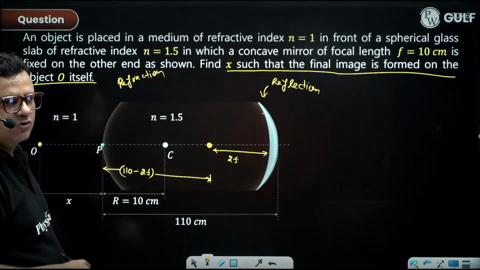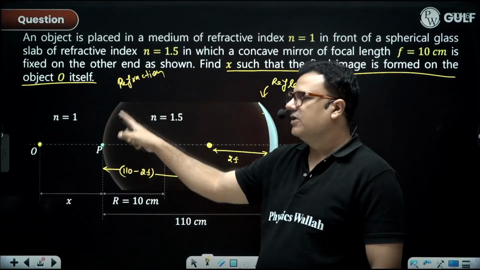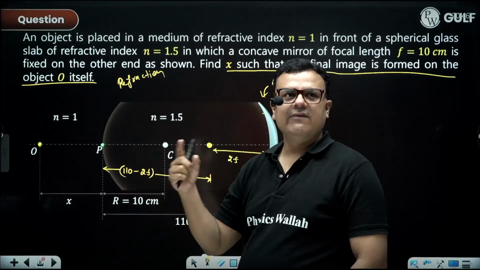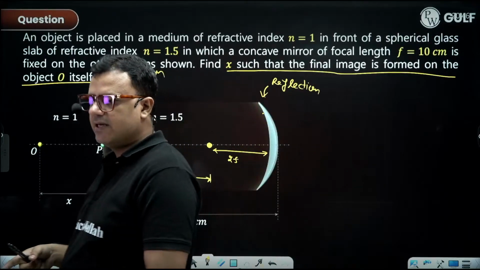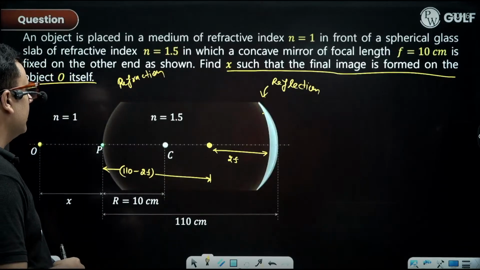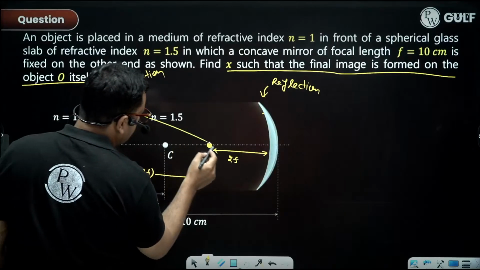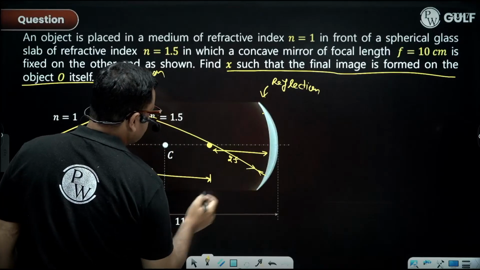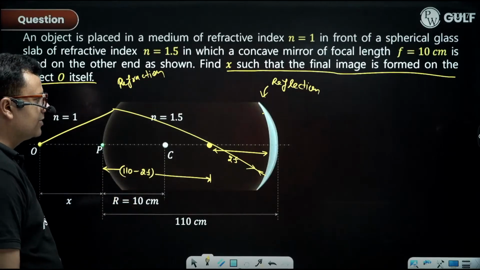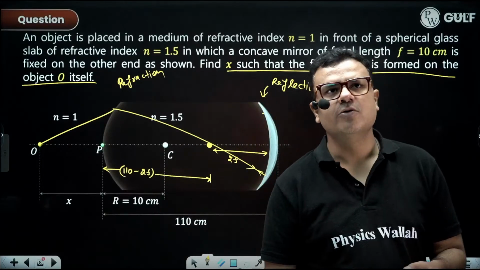If you want the ray to revert back in the same way, this condition you already know. In a spherical slab, the ray will revert back in the same manner. But this mirror should also work like that. So the ray goes like this, then goes to the mirror, and then the ray reverts back like this. So that distance will be 110 minus 2f, because in this one they are just making a condition that the image should be formed on the object itself.